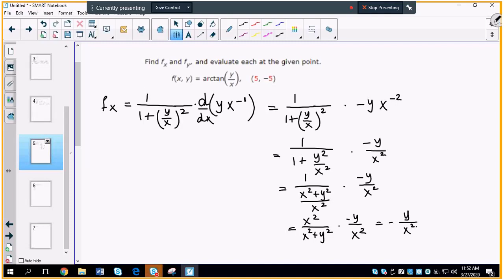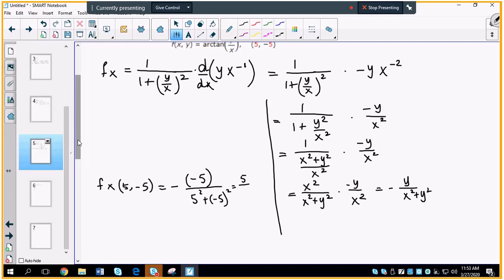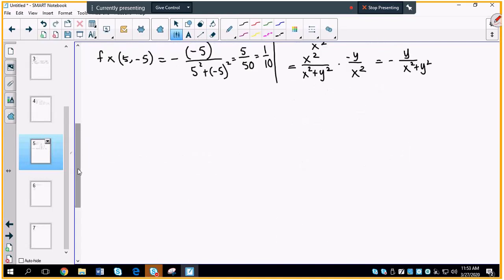And that's your partial derivative, which we are going to evaluate at the point 5, negative 5. So f of x at 5, negative 5 will be equal to minus y, which is negative 5, over 5 squared plus negative 5 squared, which is going to be 5 over, the bottom is 25 plus 25, which is 50, and that's 1 over 10. That's the first answer. Do the same work now, but this time for the partial derivative with respect to y. So fy.